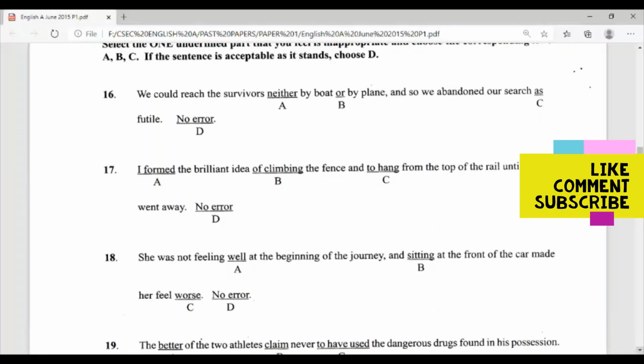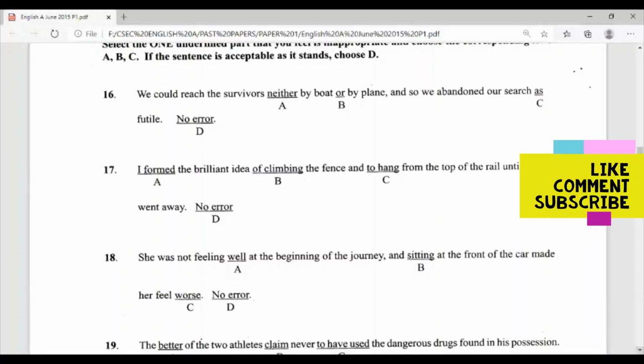17. I formed, so this is the past tense. I formed the brilliant idea of climbing the fence and to hang from the top of the rail until the bull went away. So this is in the past. So this person formed an idea. Fine. What was the idea now? Of climbing, and it should be hanging. The idea is twofold: climbing the fence and hanging. So when our verbs are joined by and, they need to match. So C should have been hanging. So C is our error.